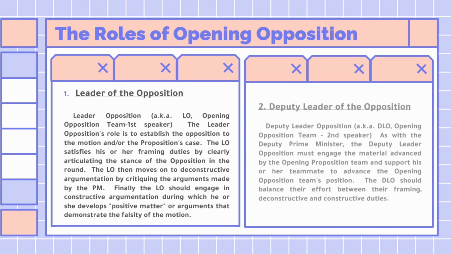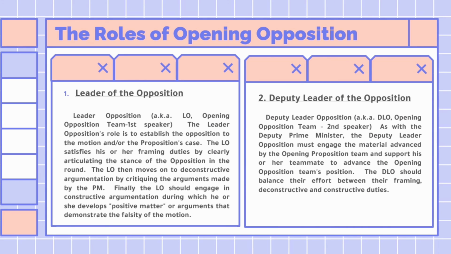And the second role is the Deputy Leader of the Opposition. Deputy Leader of the Opposition can also be called the opening opposition team's second speaker. As with the Deputy Prime Minister, the Deputy Leader of the Opposition must engage the material advanced by the opening proposition team and support his or her teammate to advance the opening opposition team's position. The Deputy Leader of the Opposition should balance their effort between their framing, constructive and destructive duties.